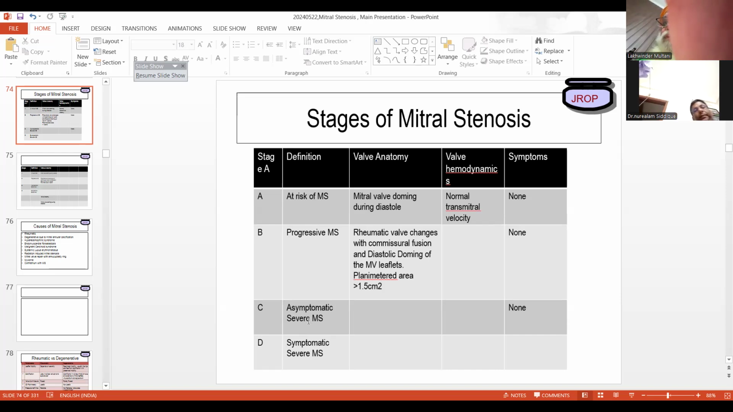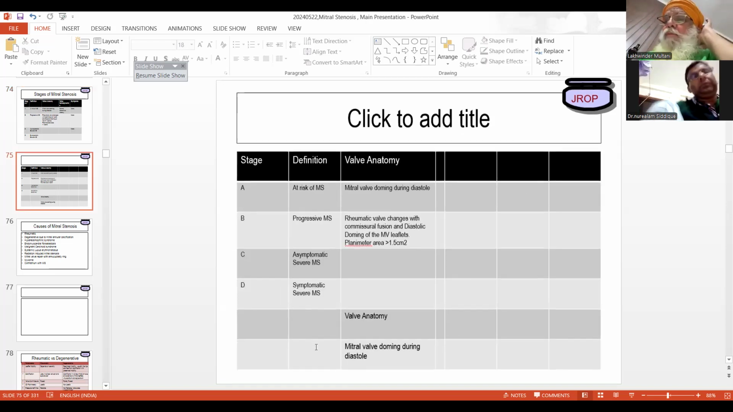If it's symptomatic, obviously surgery. And the last is very severe mitral stenosis, where whether the patient is symptomatic or not, surgery, or intervention, is the only answer. Either we will go for a valve replacement or mitral valve repair.